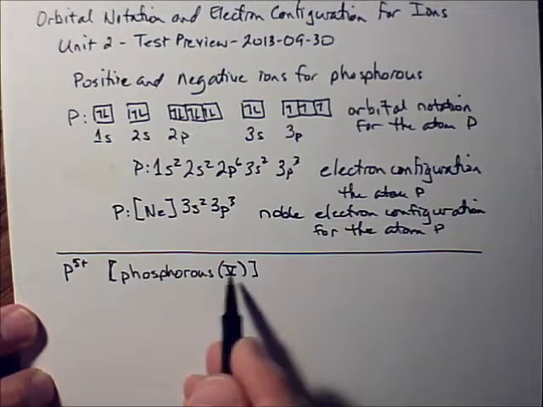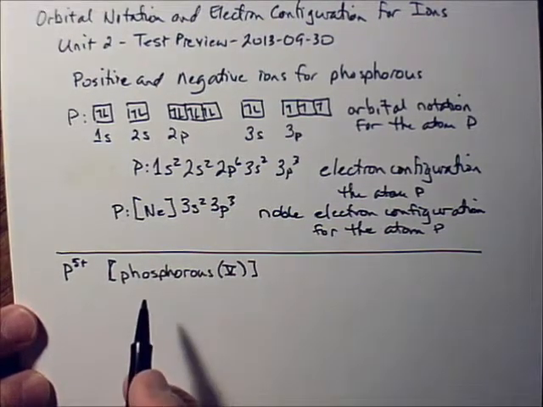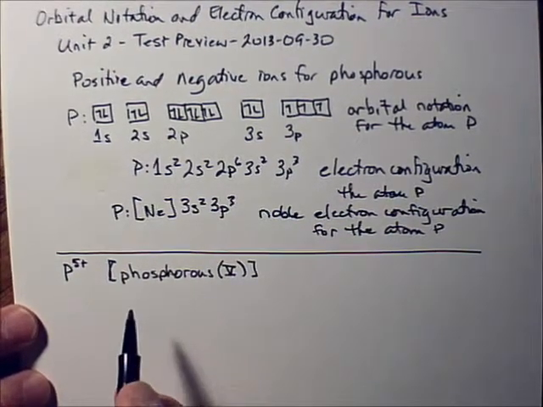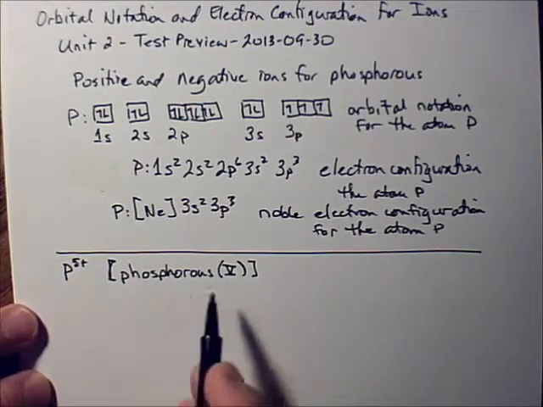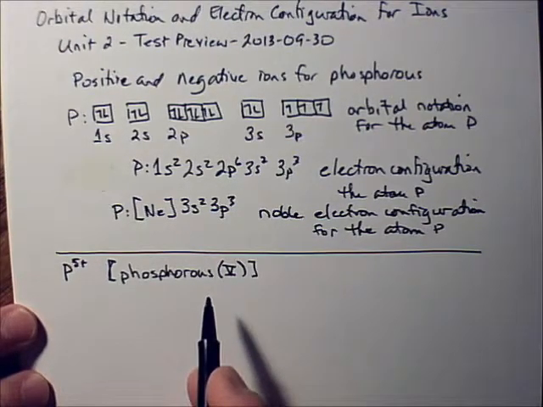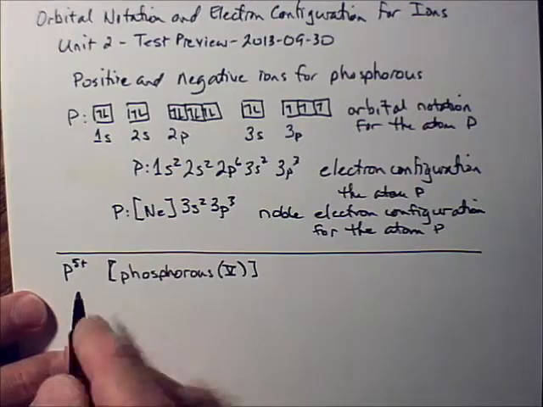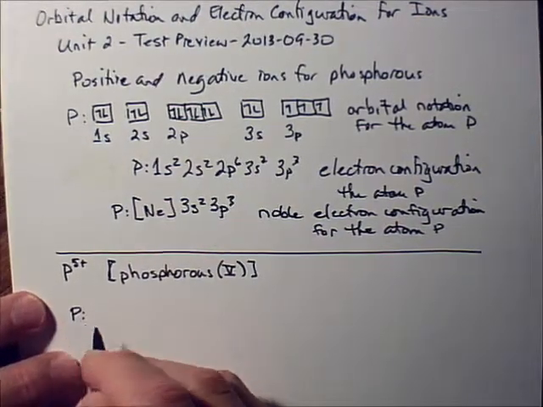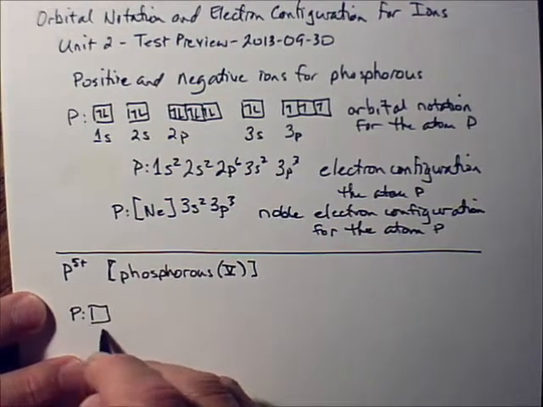Okay? Now I haven't taught you that. It won't be on the test, but I'm just letting you know what the name of it is. Because we talked about what the negative ion would be. We haven't talked about positive ions yet. We will talk about that in the next unit, I think. So 5 plus. So what we want to do is to write out the orbital notation in pencil.